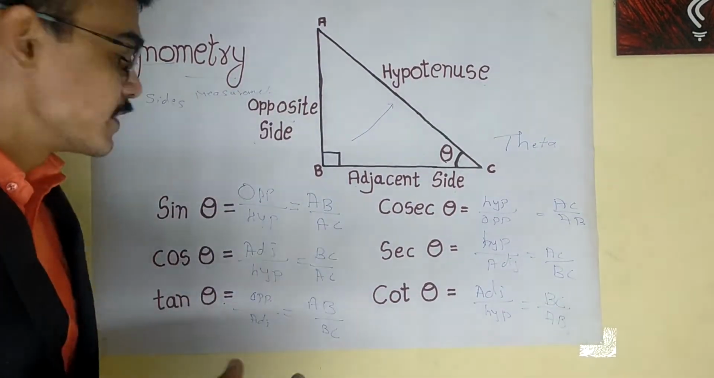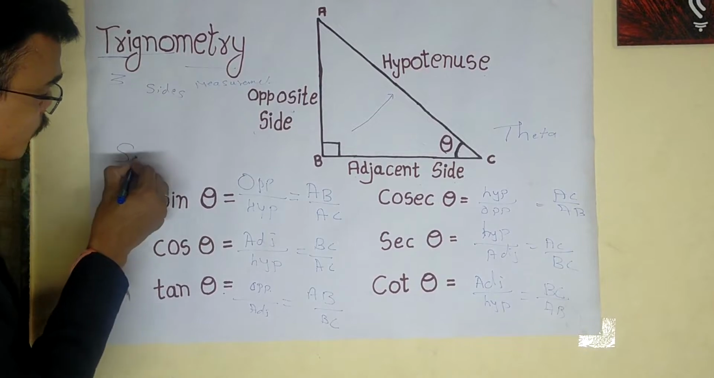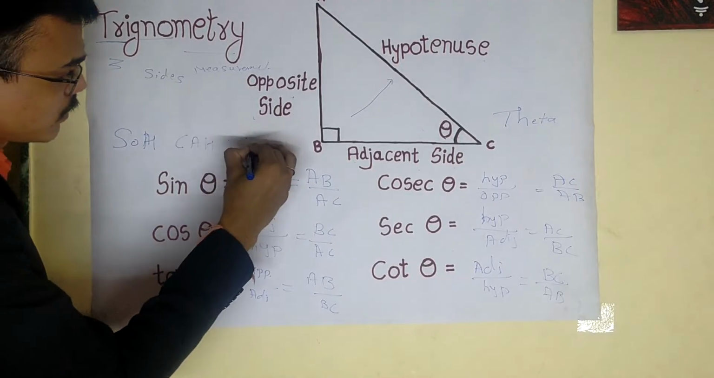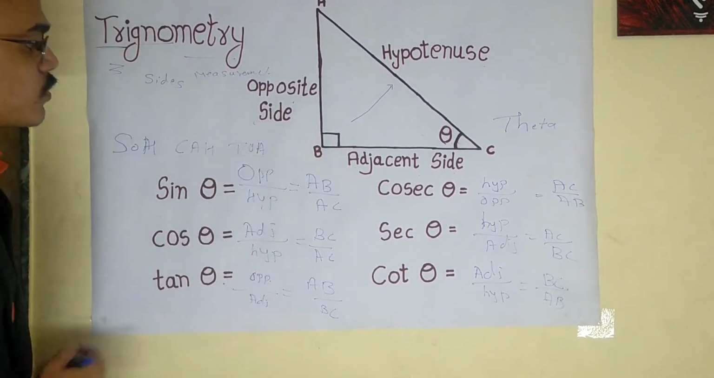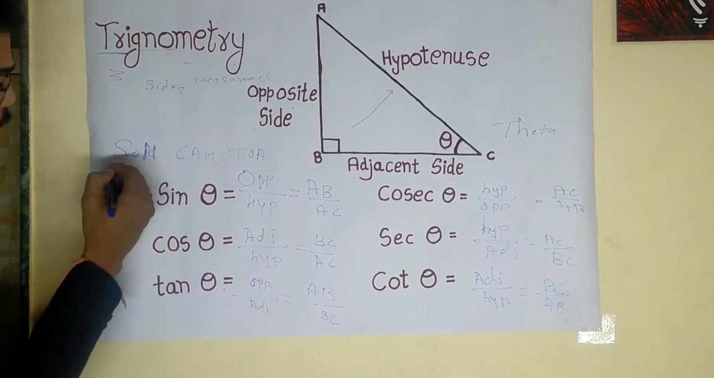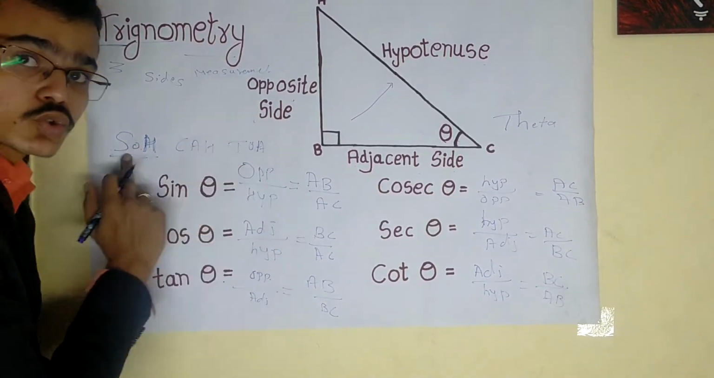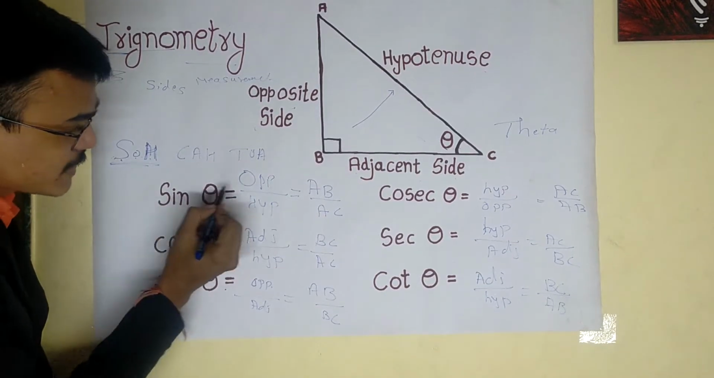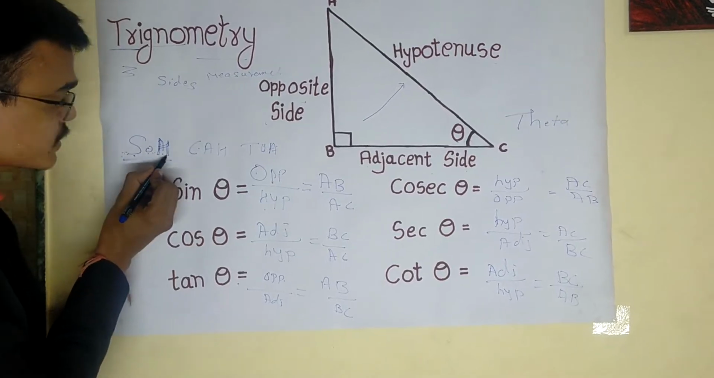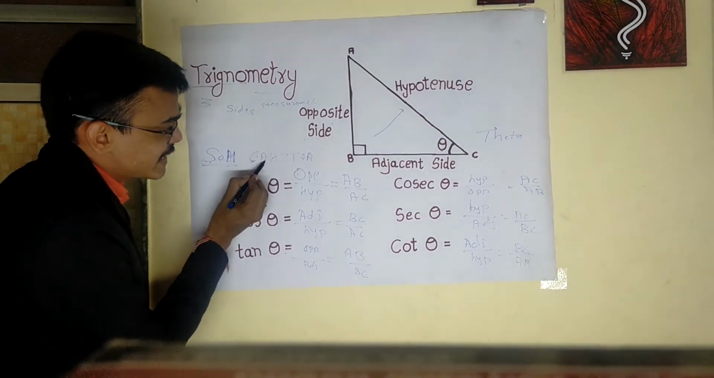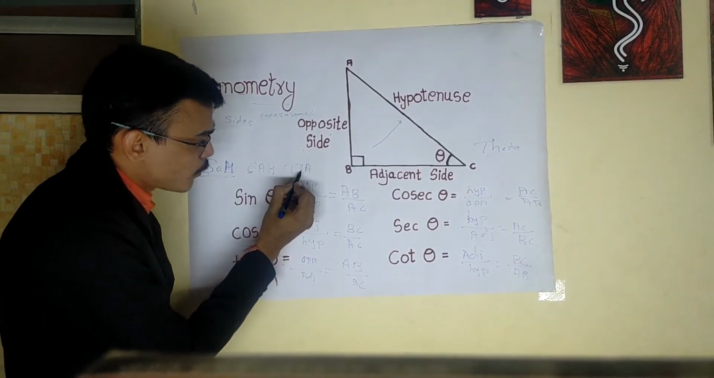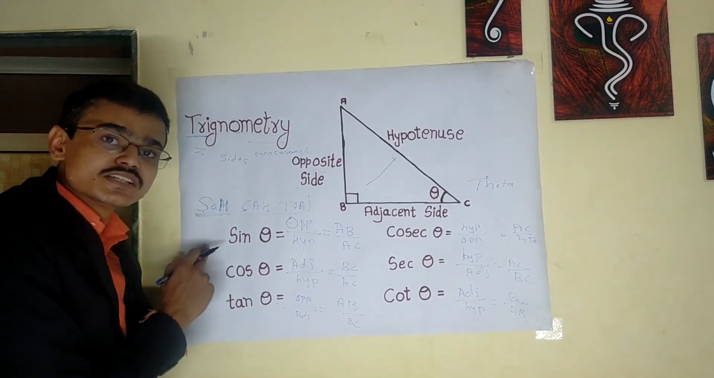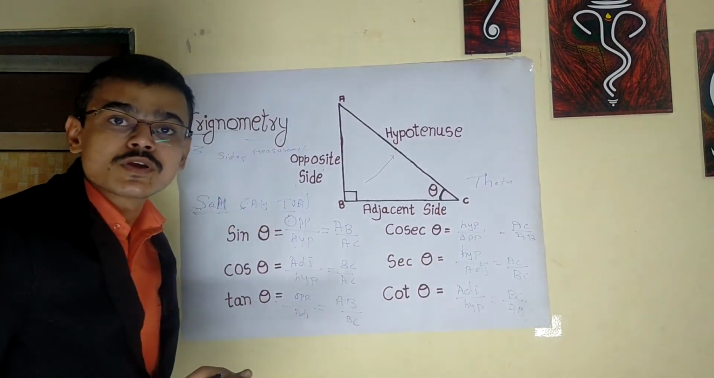Now to remember these 3 formulas, there is one trick. The trick is known as SOH CAH TOA. S for sine: sine is opposite upon hypotenuse. C for cos: cos is adjacent upon hypotenuse. T for tan: tan is opposite upon adjacent. This is the trick by which you can remember these 3 ratios, and by using these you can find the next 3 ratios. I hope you are clear.